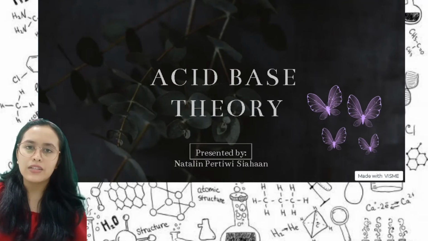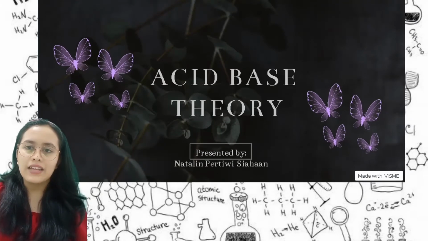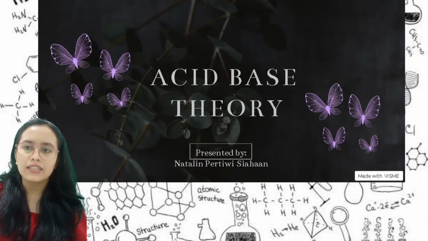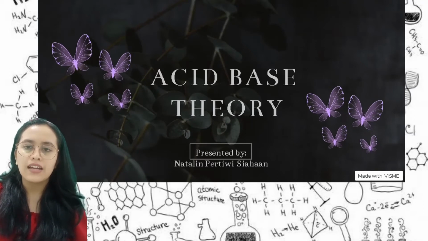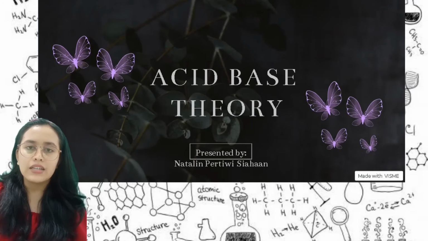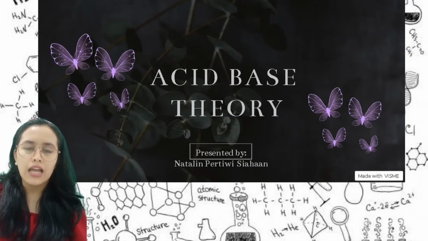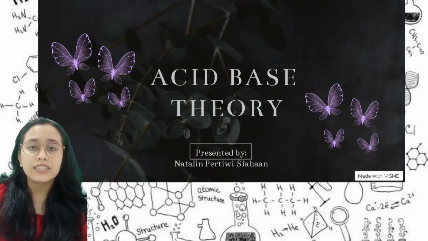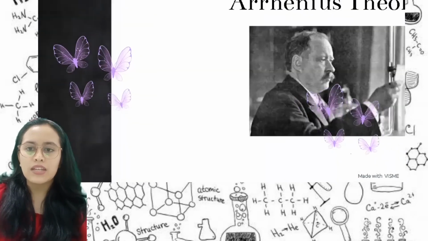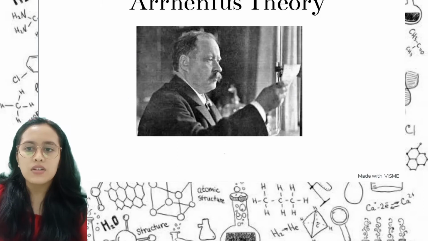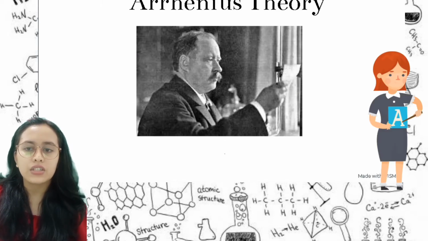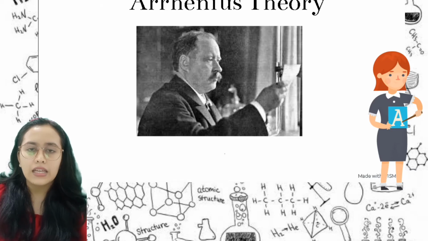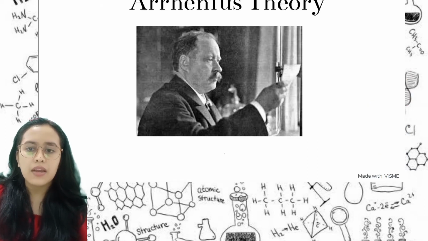Now we will learn about acid-base theory. There are three theories that identify a singular characteristic which defines an acid and a base: the Arrhenius, the Bronsted-Lowry, and the Lewis theory. The first is Arrhenius theory. Swedish chemist Svante Arrhenius was awarded the 1903 Nobel Prize in Chemistry. In 1884, the Swedish chemist Svante Arrhenius proposed the specific classification of compounds, acids and bases.